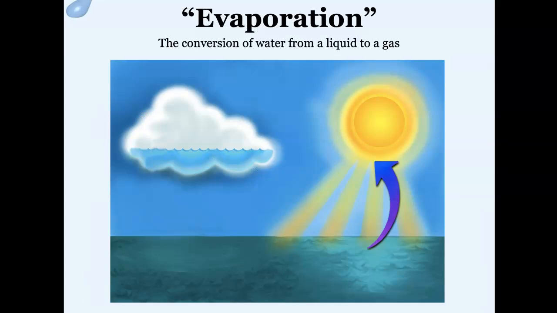Next is evaporation. Evaporation is a critical component in the water cycle, which is responsible for clouds and rain. Solar energy drives evaporation of water from oceans, lakes, moisture in the soil, and other sources of water.